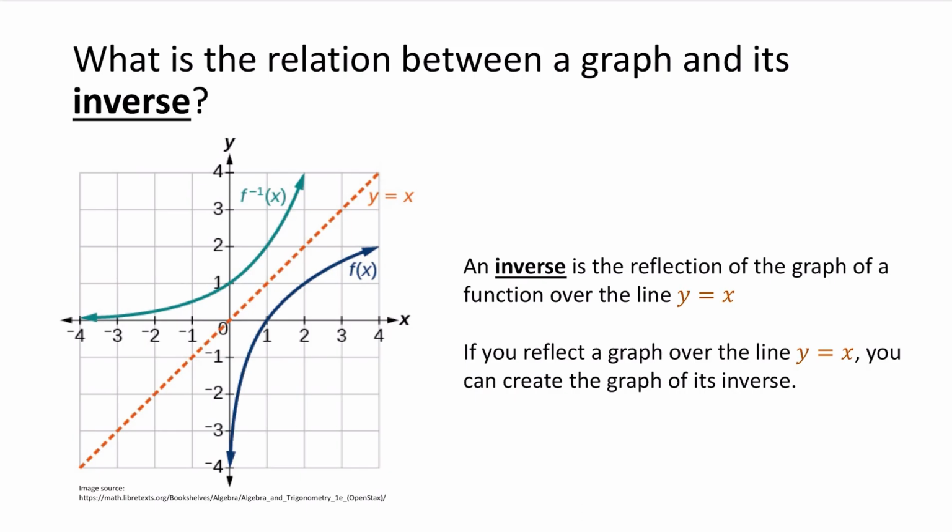So you can see in this example, this blue function is f of x, the original function. This green function here is the inverse, right? f inverse of x. This orange dotted line represents the line y equals x. So notice that what happens is if I take this original function and reflect it over y equals x, I can actually figure out the graph of the inverse. So now the question is, how do we take a graph and reflect it over the line y equals x?